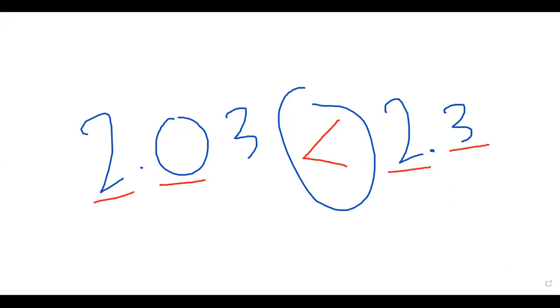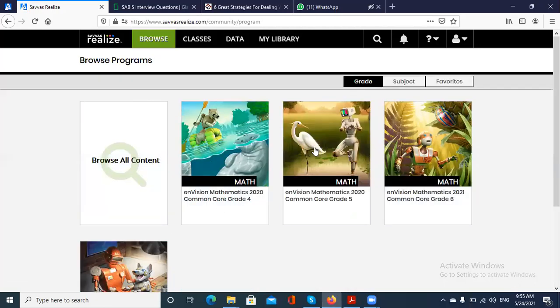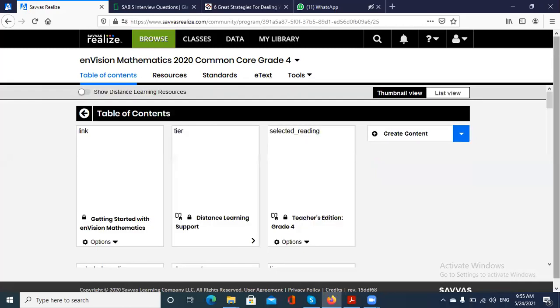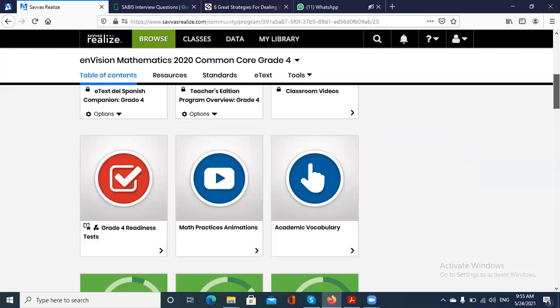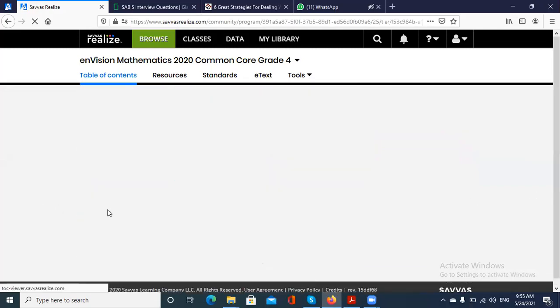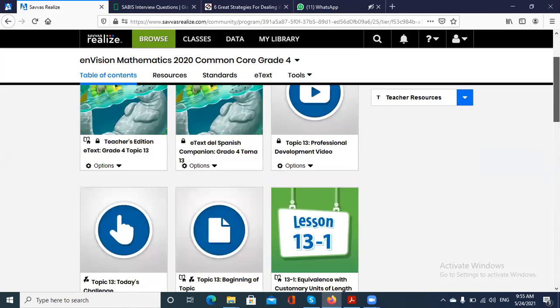Now, after comparing decimals, what do we have? We have topic 13, which is about measurement. Convert between measurements. Let's go now to topic 13. Now let's see what we have.